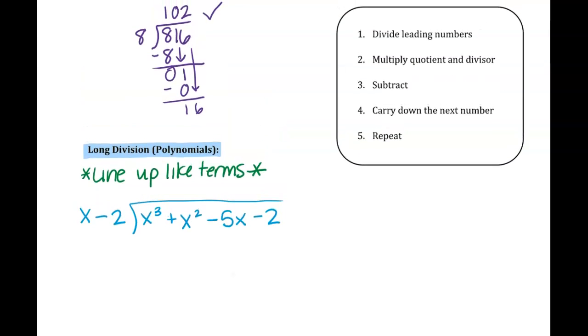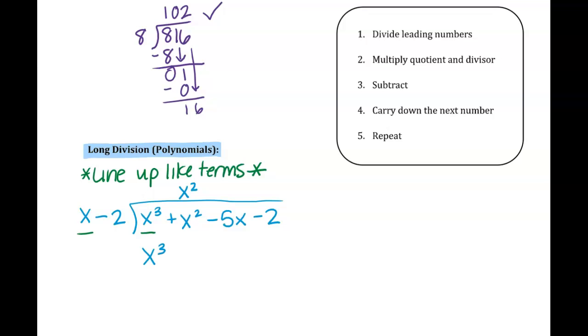Okay, so we divide our leading numbers. So that's x and x cubed. x times what equals x cubed? Well, x times x squared equals x cubed. But here's the key. The x squared goes above the x squared. x times x squared is x cubed.